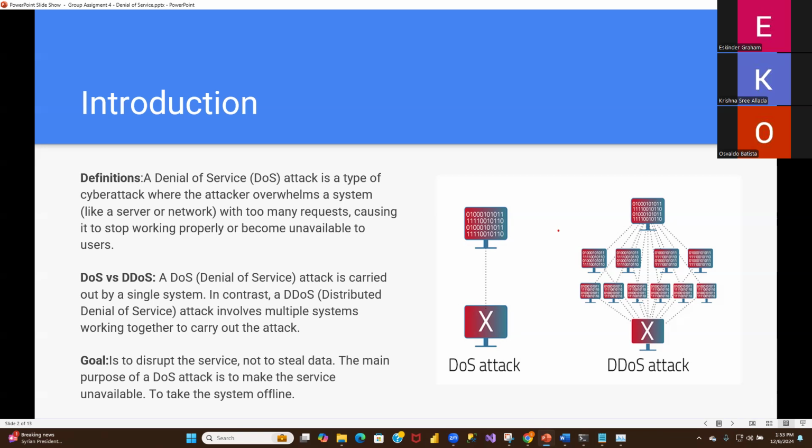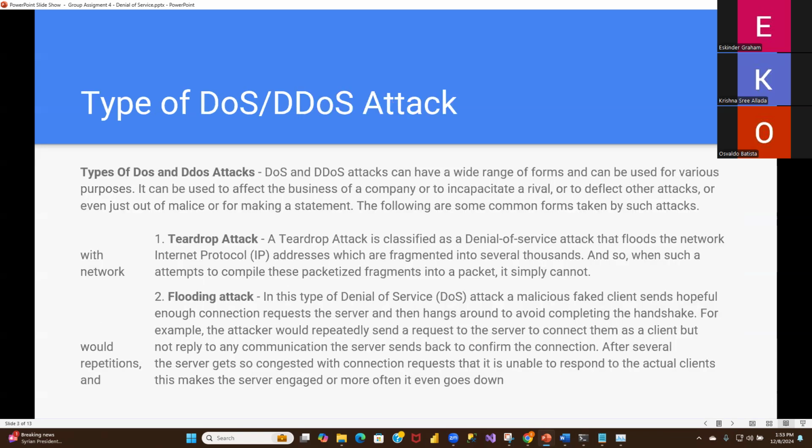I'm turning over to Krishna. She'll be talking about the types of DoS attack and the mitigation. Turning over to you, Krishna.